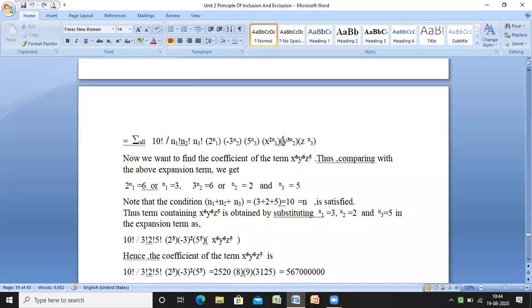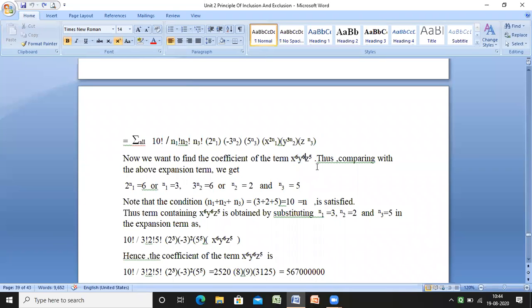Here we consider y to the power 3 and 2, so we are comparing this y with its powers. That means 3 and 2 equal to 6. Again, this n2 is multiplied by 3, so on the right-hand side we get 6 by 3. That means n2 equal to 2.